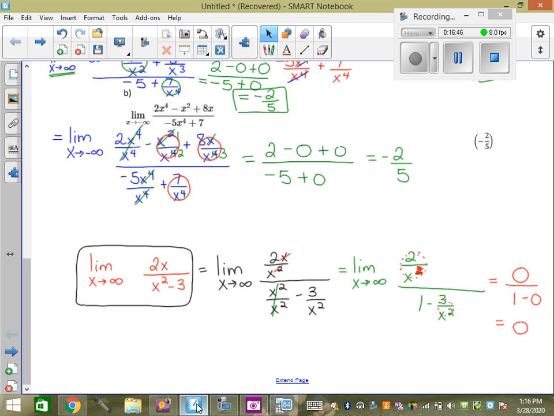Okay, good. So this is what we have to do if we have a polynomial over a polynomial. All right.